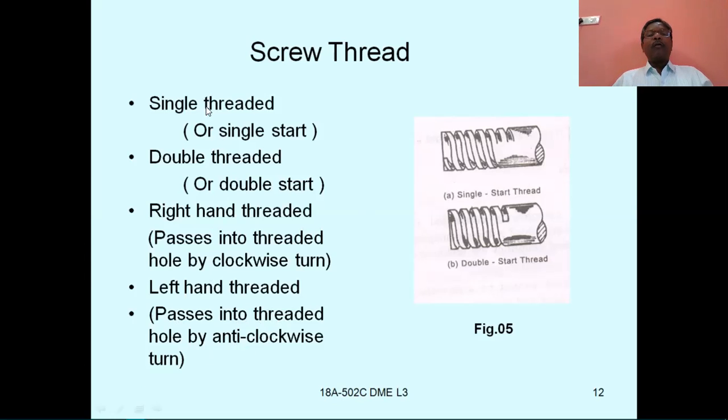So these are the four types. Single start thread, only one thread is there, and double start thread, two threads are there. Right-hand thread, if you turn in the clockwise direction, the bolt passes into the hole. And similarly, left-hand thread, if you turn in the anti-clockwise direction, the bolt passes into the hole, that is the nut.